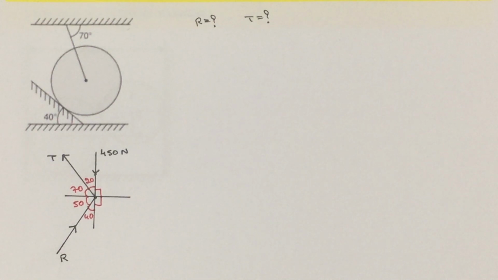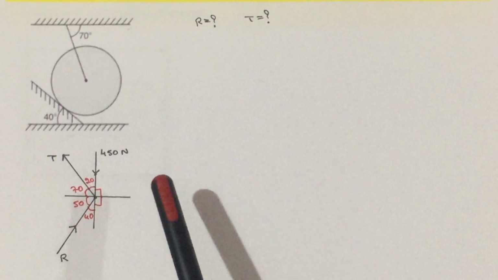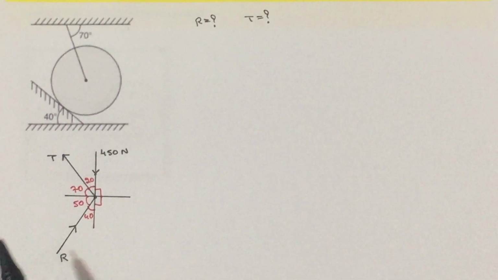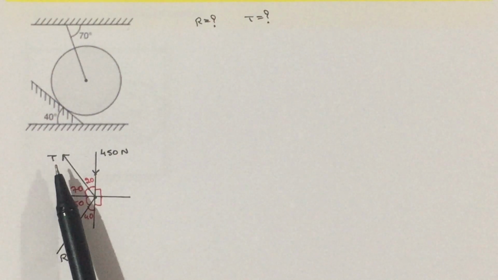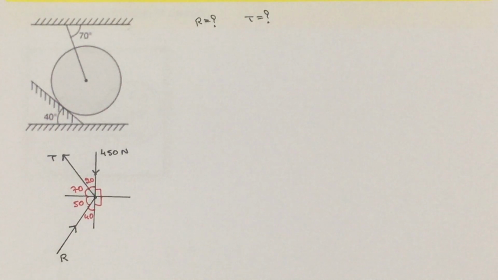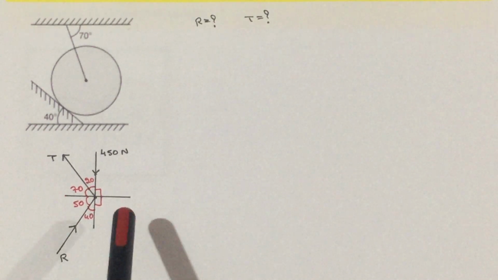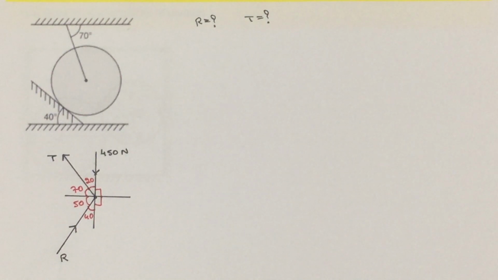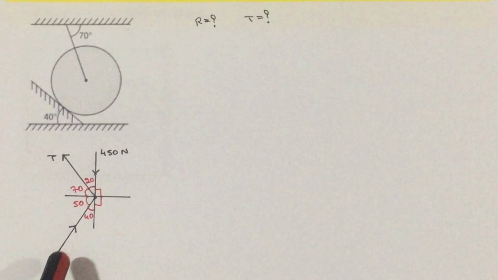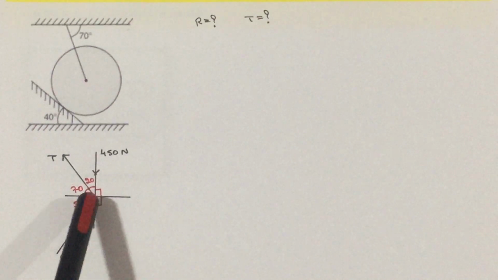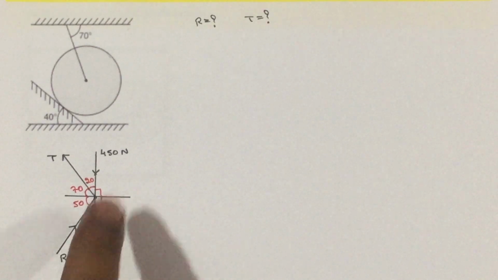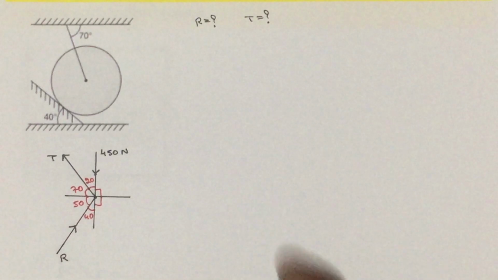Then choose the method. To choose the method, we need to first count the number of forces. We have 1, 2, 3 forces. Then count the number of unknowns. 1, 2. We have 3 forces and 2 unknowns. We can apply Lami's theorem. But presently for this problem we can't apply Lami's theorem. Why? Because 2 forces are acting towards the point and one of the forces is acting away from the point. So, we will modify this one and I will write another diagram.